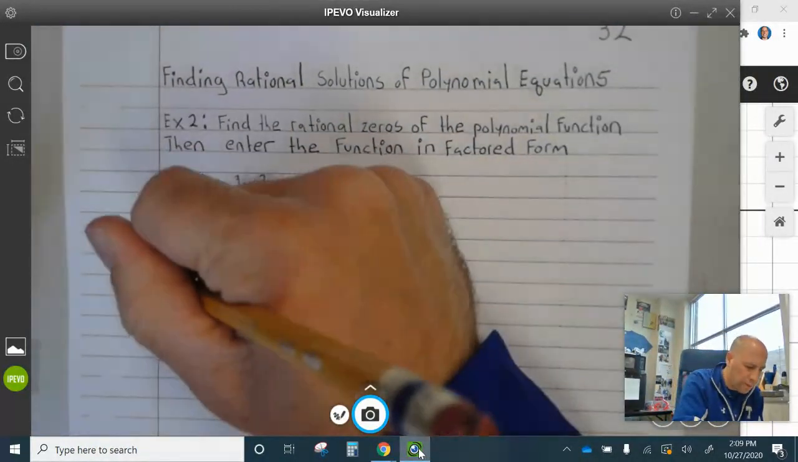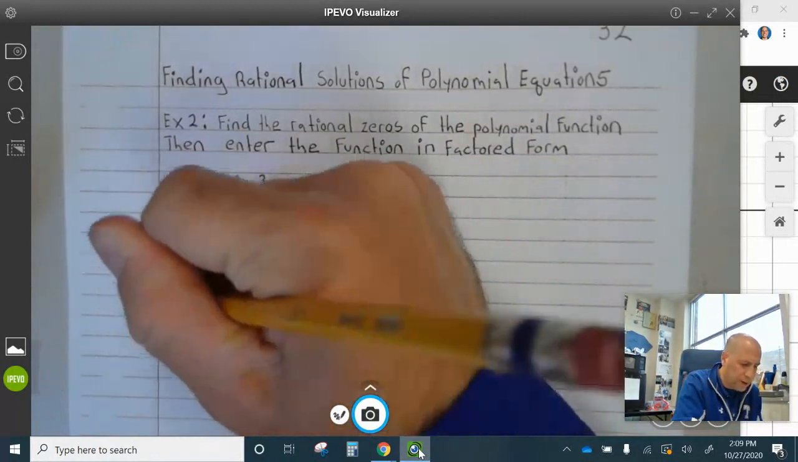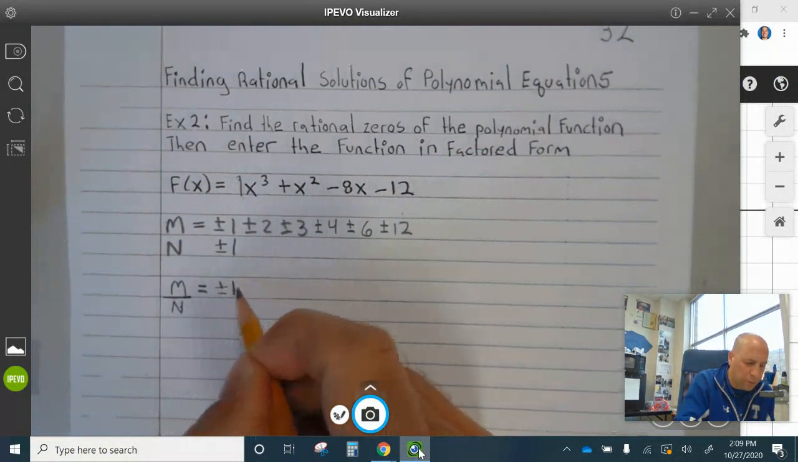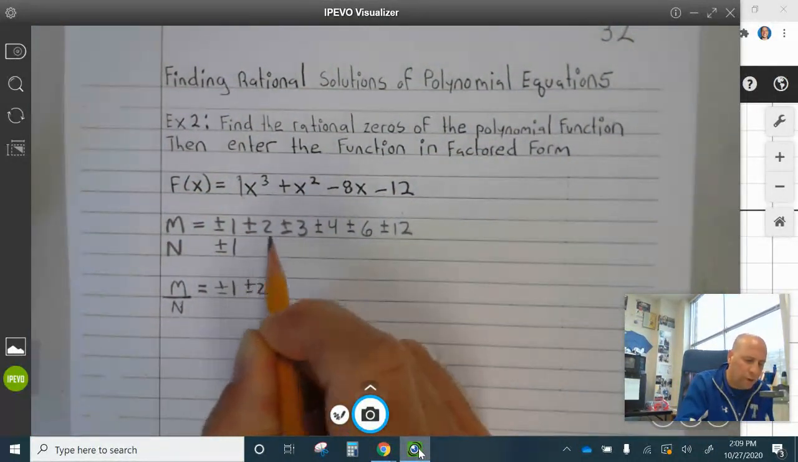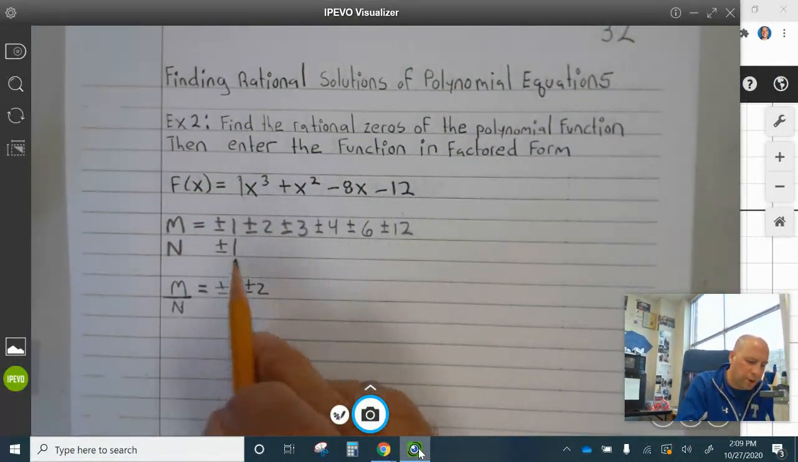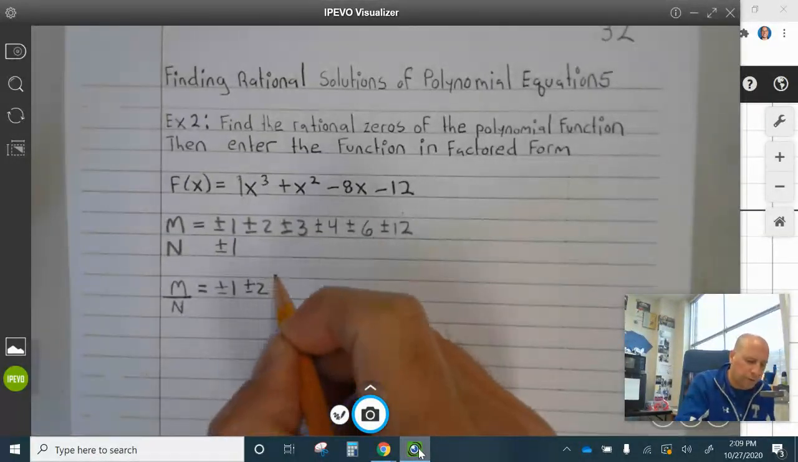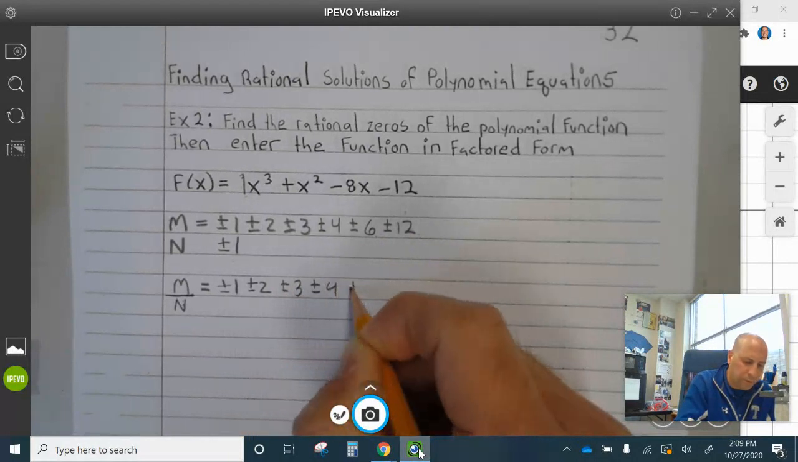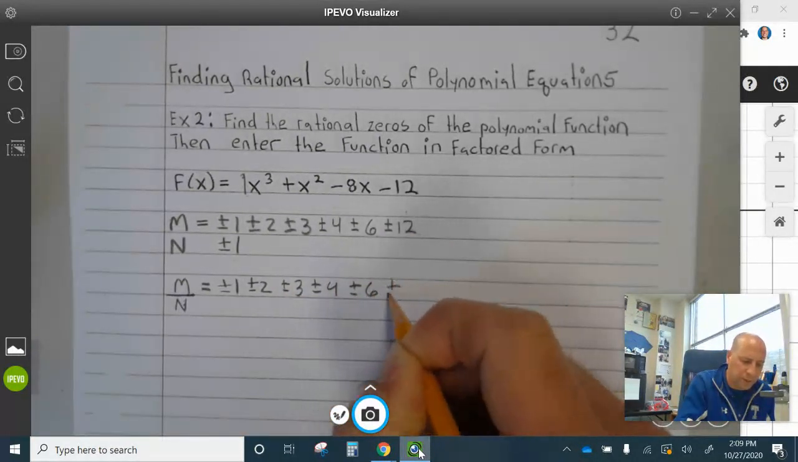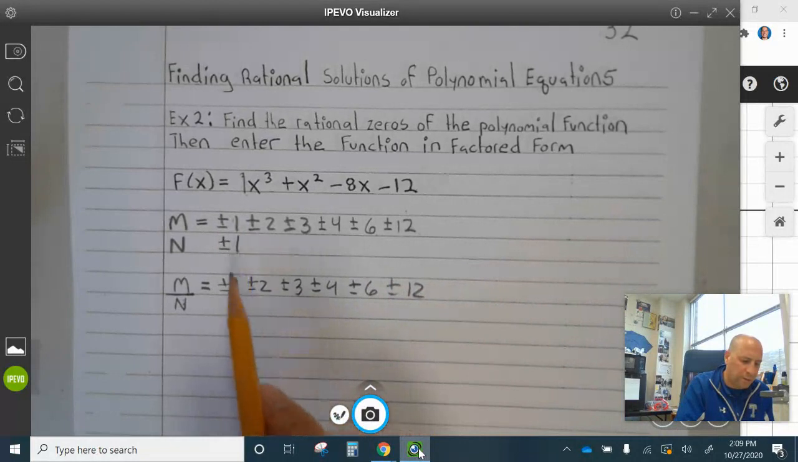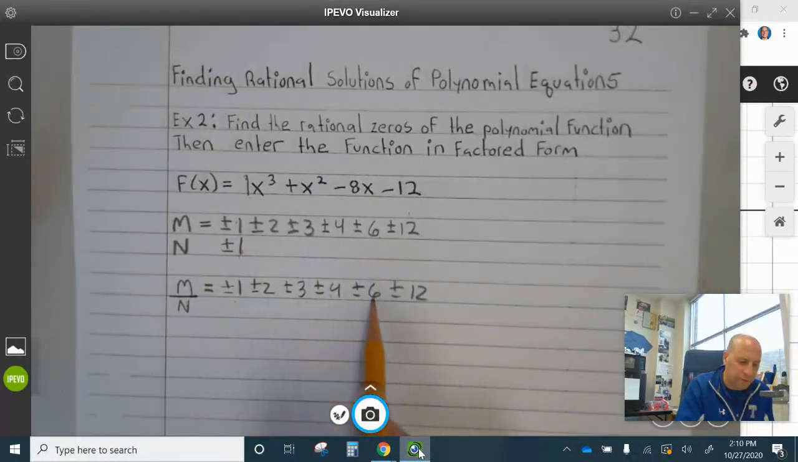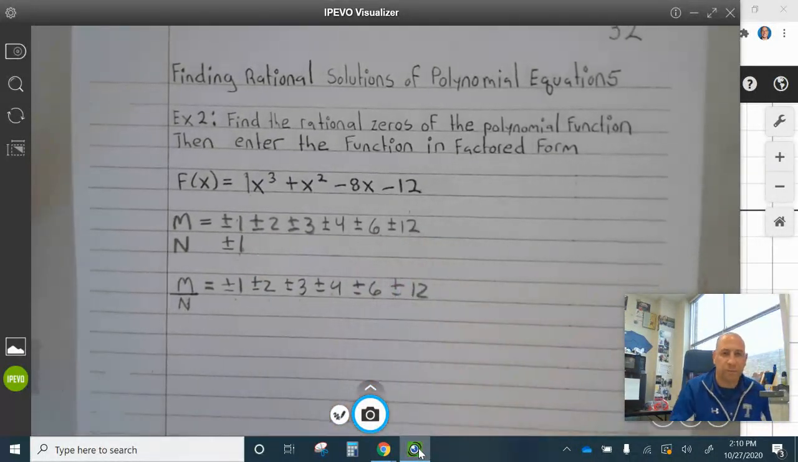Now we need to do m divided by n. Well, that's easy. 1 divided by 1 is plus or minus 1, plus or minus 2. Basically, when you divide all of these by 1, it's just 2, 3, 4, 6, and 12. So plus or minus 3, plus or minus 4, plus or minus 6, plus or minus 12. Again, 1 divided by 1 is 1, 2 divided by 1 is 2, 3 divided by 1 is 3, 4 divided by 1 is 4, 6 divided by 1 is 6, 12 divided by 1 is 12.